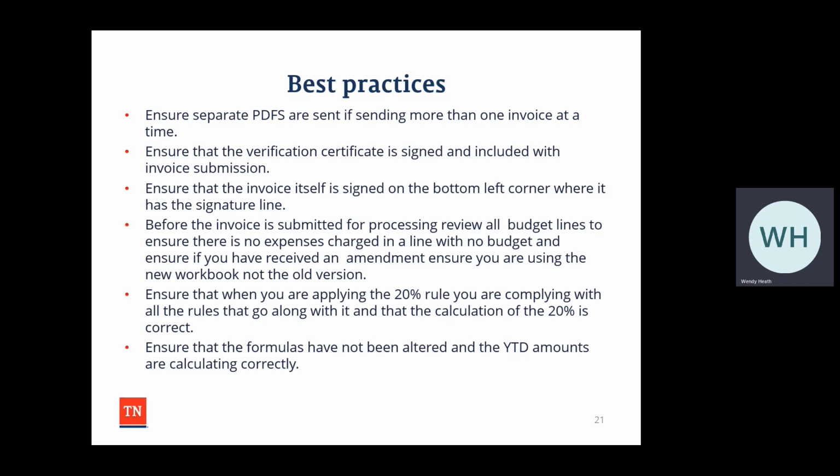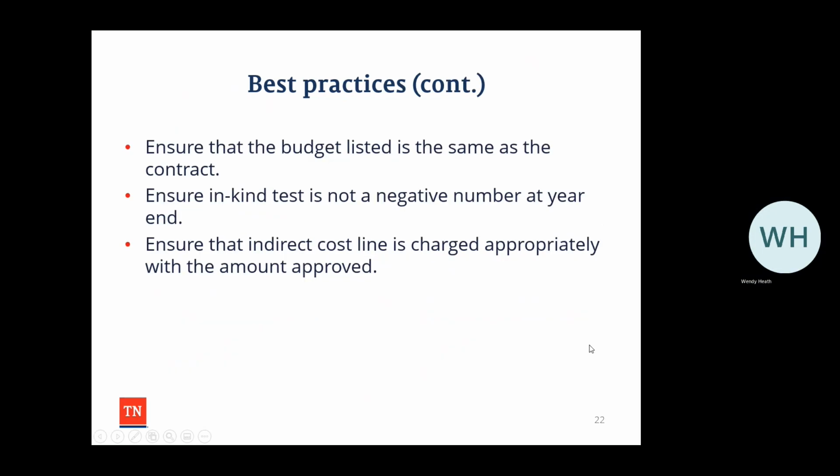Ensure that the formulas have not been altered and the year-to-date amounts are calculating correctly. Ensure that the budget listed is the same as the contract, especially if there's an amendment. Just make sure that everything is in line with what's in the contract. Ensure the in-kind test is not a negative number at year end. It can be 0 or it can be more. It just cannot be negative. Ensure that the indirect cost line is charged appropriately with the amount approved. So again, if you have 10% or if you have 20%, just ensure that you are charging the correct lines and that it is equal to the amount that you are allowed.